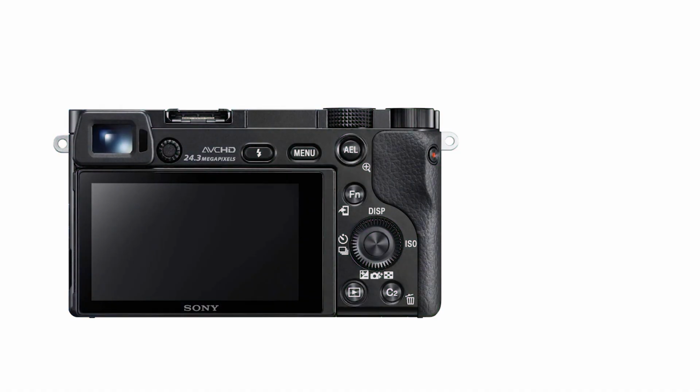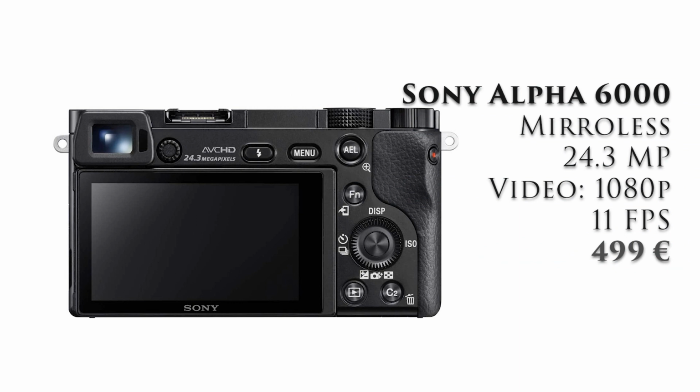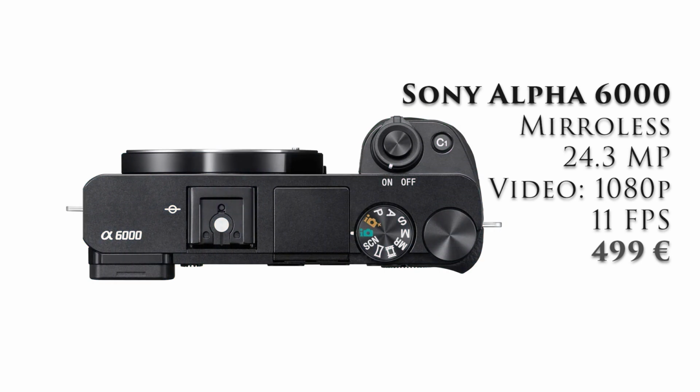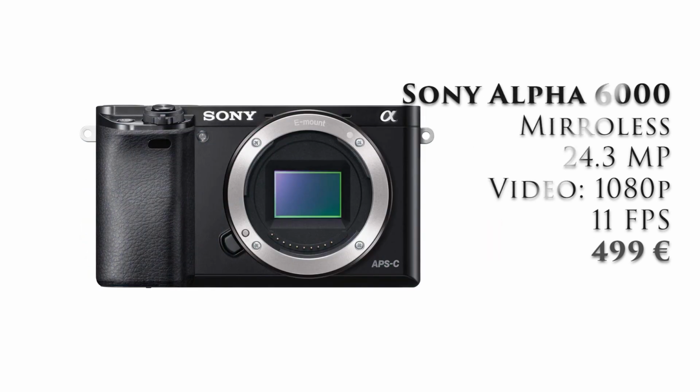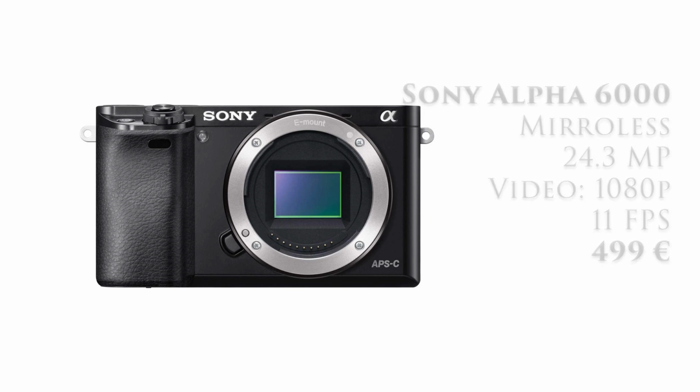The next is Sony, which is doing great these days. It's a Sony Alpha 6000. It also doesn't offer you a lens. It's 24.3 megapixel. It's also mirrorless. It can shoot 11 frames per second and 1080 for videos. The cost is $499.